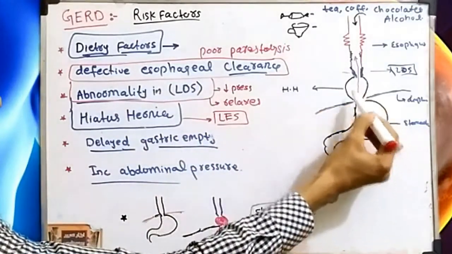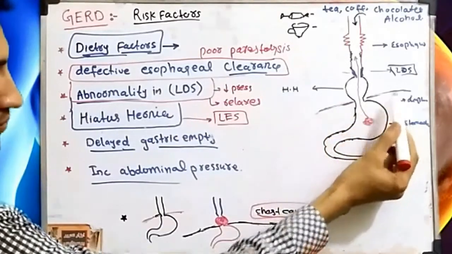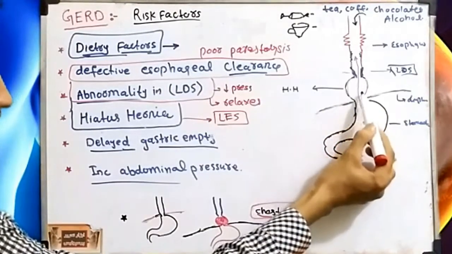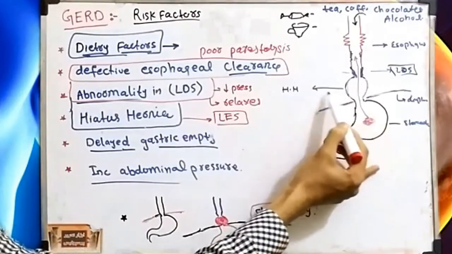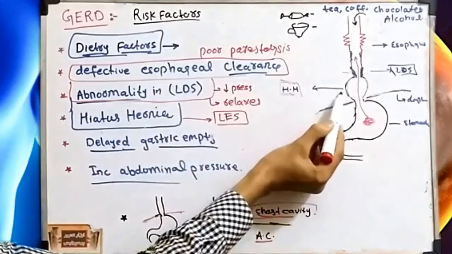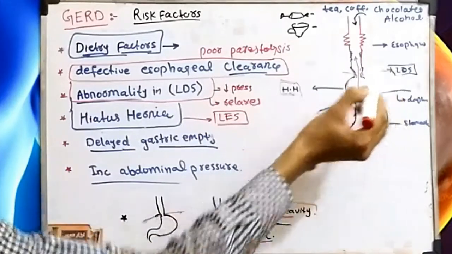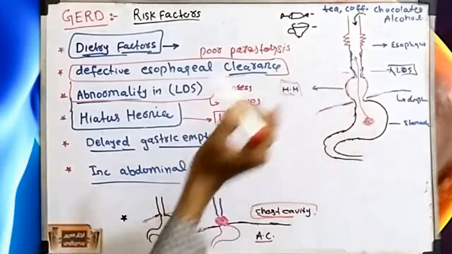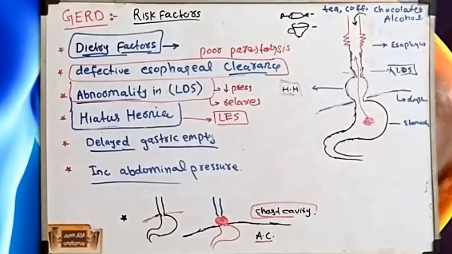So this is hiatus hernia. This is the diaphragm, and this is the part of the stomach which has protruded from the abdominal cavity to the chest. This part is called hiatus hernia. So it is a risk factor because this hiatus hernia will relax the lower esophageal sphincter, and when it is relaxed, there will be backflow of contents into the esophagus. So one of the risk factors is hiatus hernia.